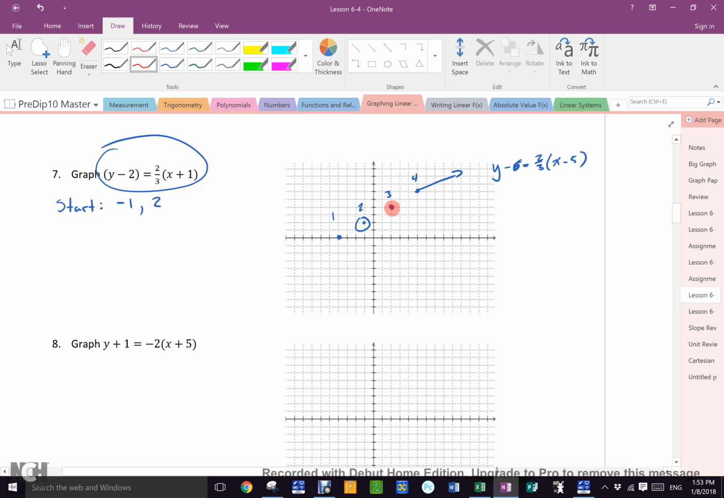Y minus 4. We already know this one. What would this one be? Y equals 2/3... plus 4. Is everybody cool with this?